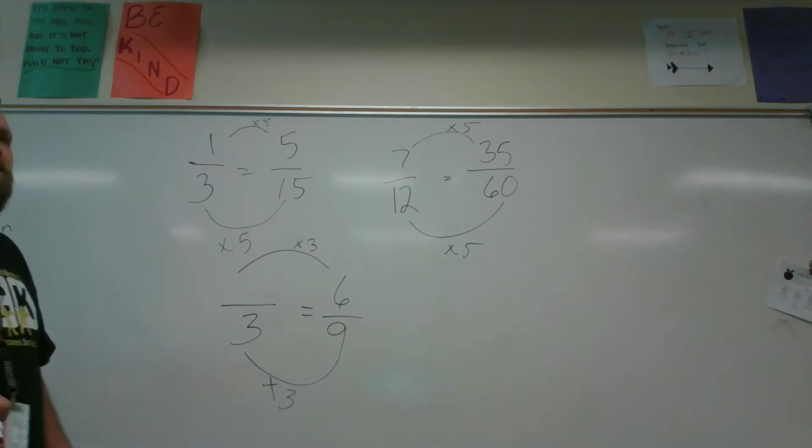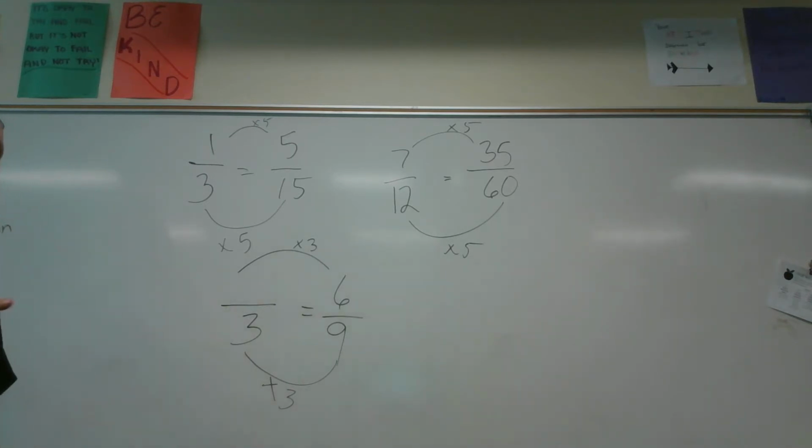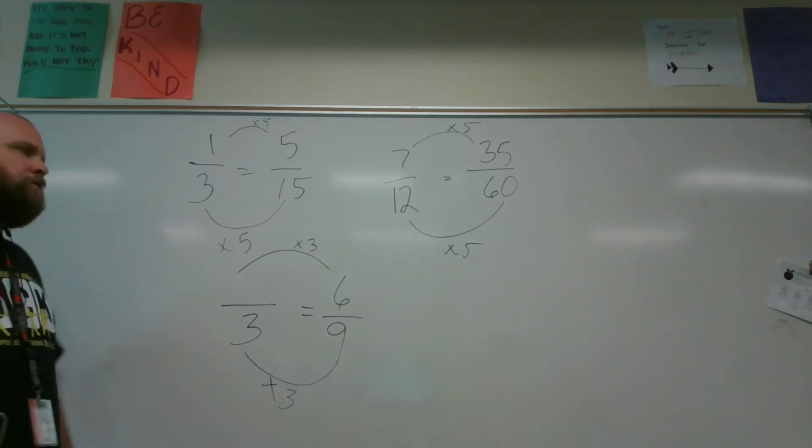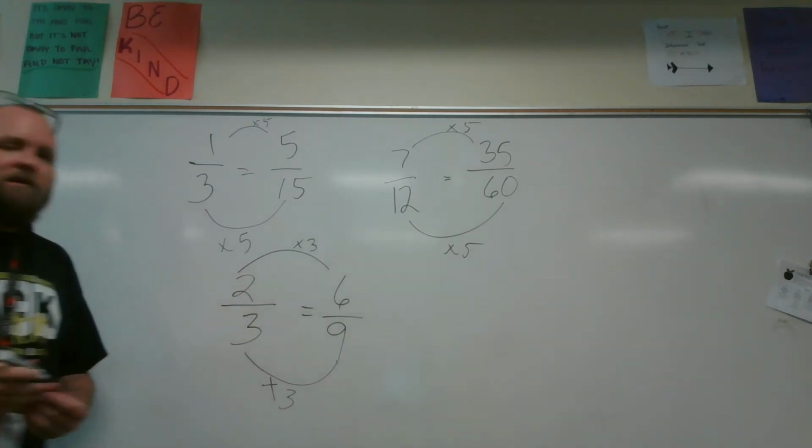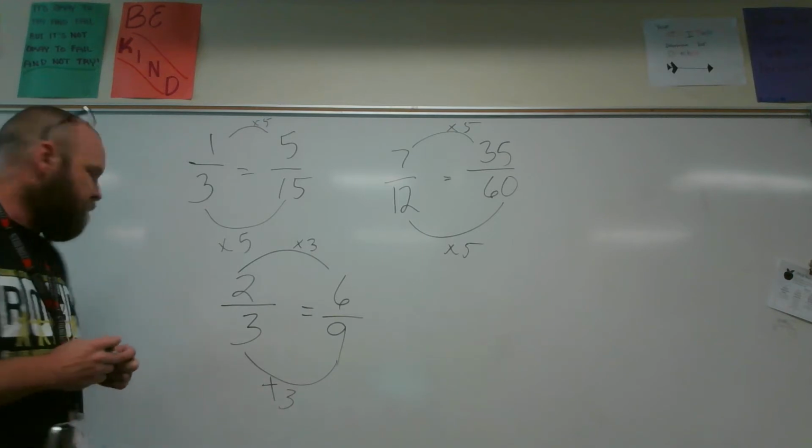1 times 3 is? 2 times 3 is? 6. So 2/3 is equivalent to 6/9.